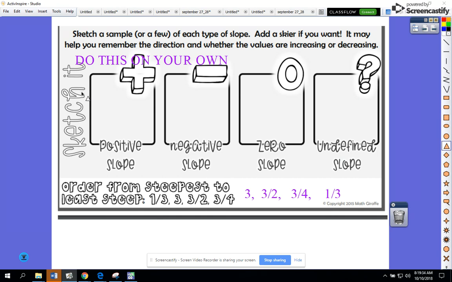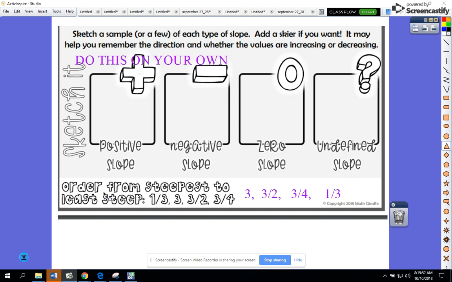So go ahead and do a sketch of all the different types of slope. You can draw a skier if you want to. So I want 2 lines that would be a positive slope, 2 lines that would be a negative slope, 2 lines that would be a zero slope, and 2 lines that we can't really define the slope. It would be an undefined slope.